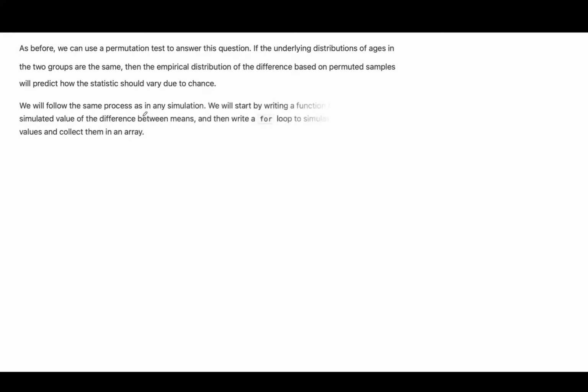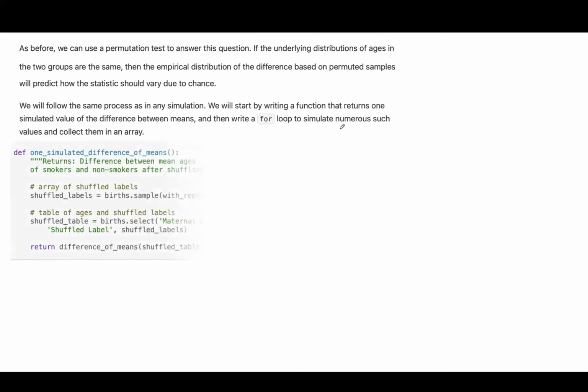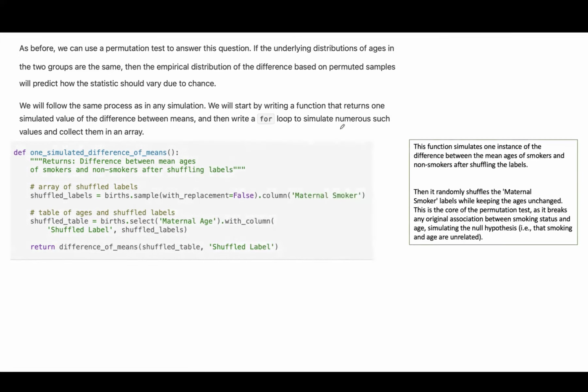Now we're going to follow the same process as in any simulation. We start by writing a function that returns one simulated value of the difference between means, and then write a for loop to simulate numerous such values and collect them in an array. So it's the same process that we did so far; we're just repeating this for a new attribute.